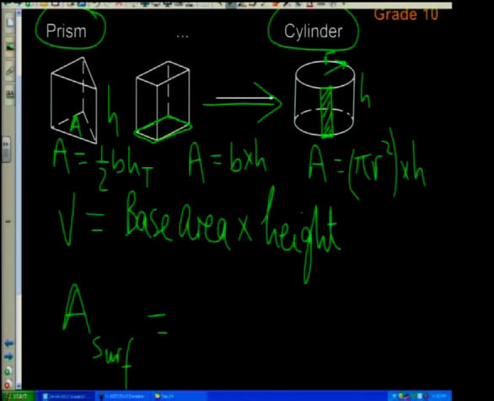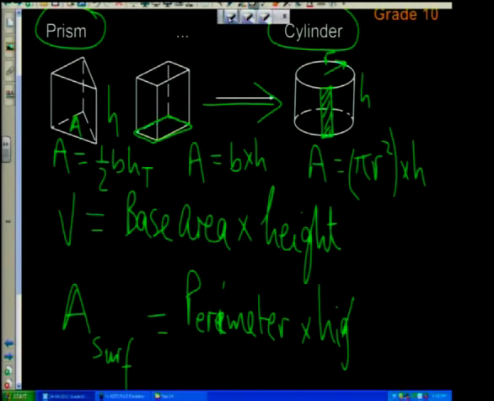So for the surface area, we would take the perimeter and multiply that by the height. Get that spelling right here. Right, so we'd have to multiply that by the height of the prism that you have.